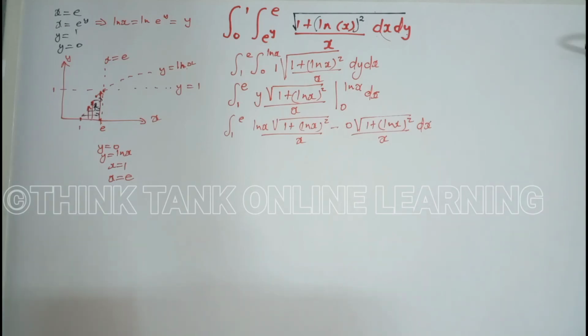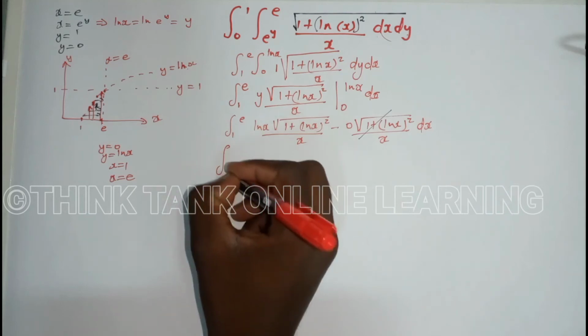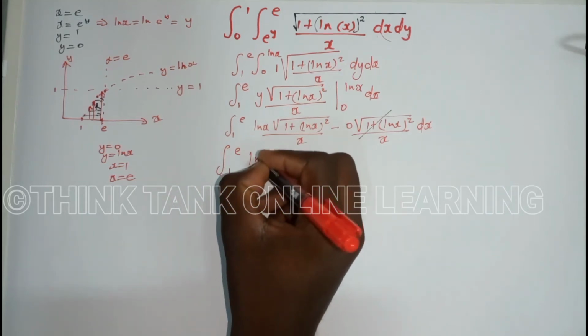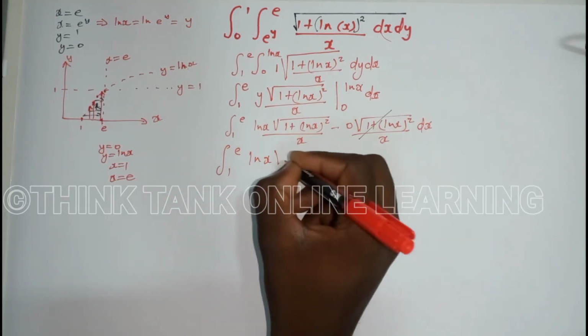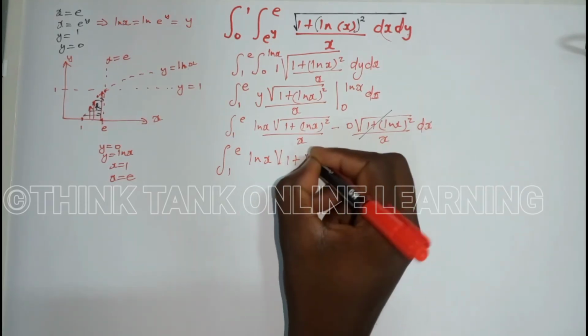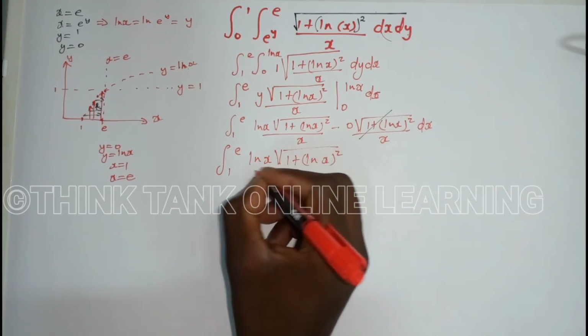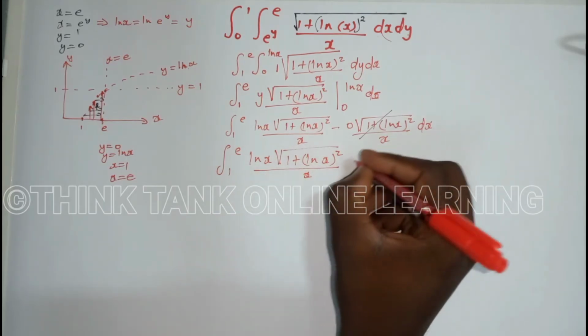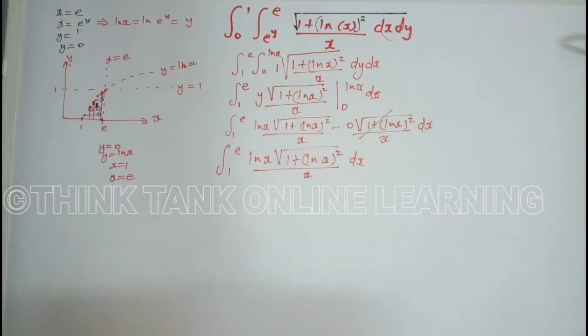Okay, so what we're going to do next, this is going to be 0 since we're multiplying everything by 0. Now right here I'm going to have the integral of ln x times the square root of 1 plus ln x squared, divided by x, dx. So we now need to integrate with respect to x.